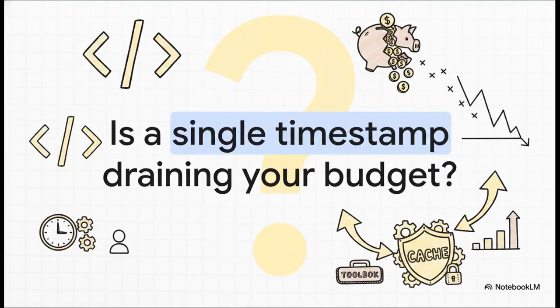So I want to leave you with a question to really chew on today. Go take a look at your code. Is a single dynamic timestamp, or maybe a date or a user ID, just sitting up there at the top of your master system prompt? Is that one invisible line of code secretly draining your entire API budget right now by breaking the cache on every single call? The good news is the tools absolutely exist to fix it, and as we've seen today, the savings you get aren't just incremental, they are completely transformational.